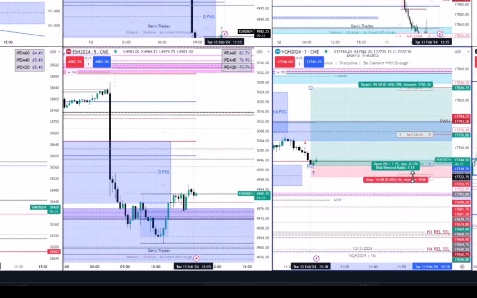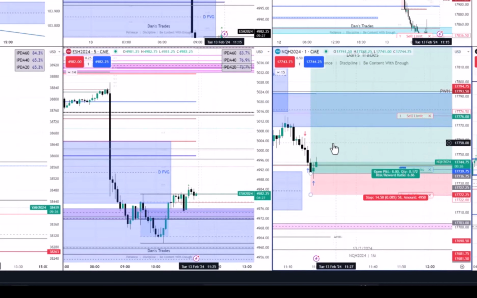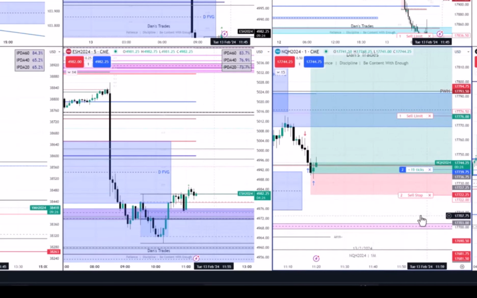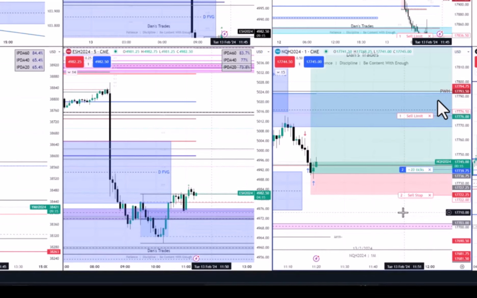So what are we looking at there? About almost 6.71 R to R. Not that I would hold it that long, but that's the framework. I'm looking to get a scalp inside of it and taking a partial on the way up there, so now we have 2 contracts on.